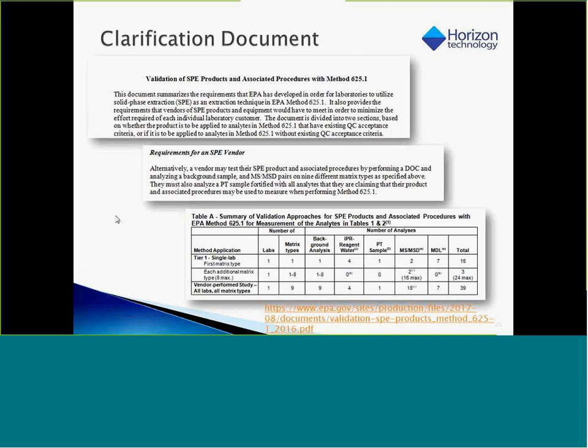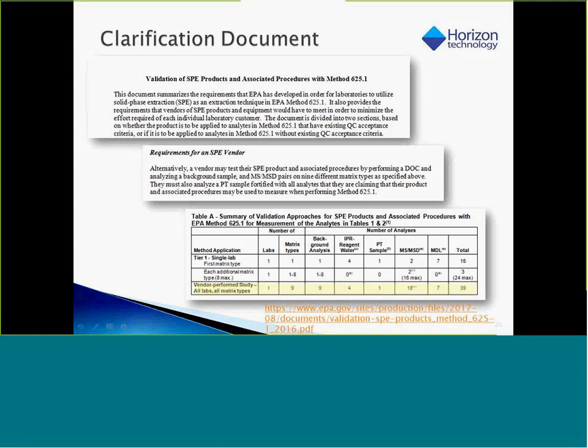I wasn't really familiar with this. This was a new approach of validation within a method. So Lem Walker was kind enough to write up a classification document, and at the bottom you can see that I have the website for that final version of the document cited, but he wanted to make it clear what exactly was required to do a validation study.